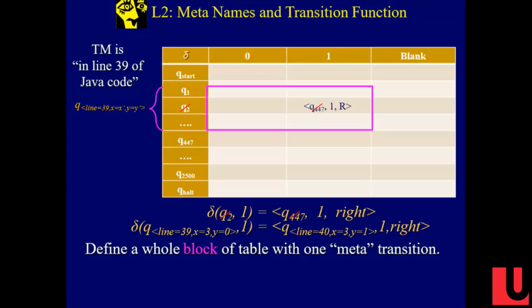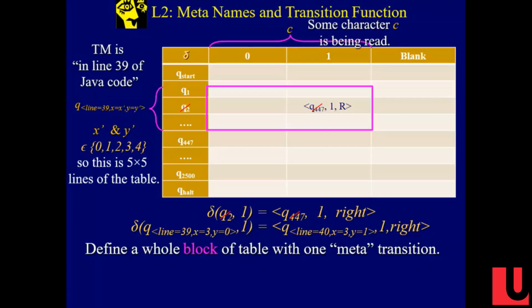So how many states are we covering here? 5 times 5 is 25, right? That's 25 states. And then I'm going to say C is either 0 or 1, right? Because if C is a blank, I'm going to do something different, right? I'm going to fill in this part of the table separately, right?